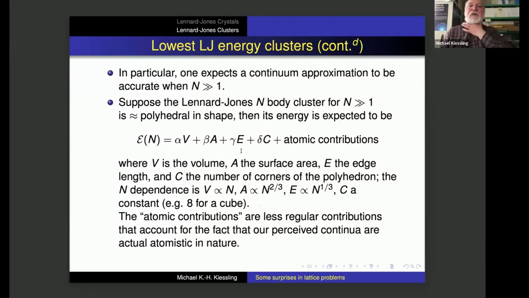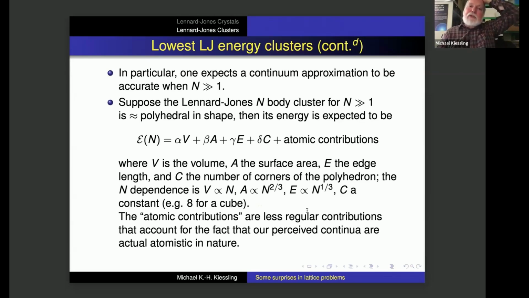These are corrections of an asymptotic expansion, and so one would like to compute that. Of course, here's n, here's V, A, E, C. How does V go? V is proportional to n, A is proportional to n^(2/3), E is proportional to n^(1/3), C is a constant, for instance, 8 corners for the cube. And atomic contributions are less regular, so one doesn't expect that this keeps continuing.